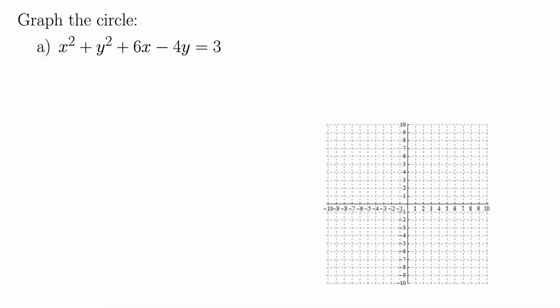Here we want to graph the circle x squared plus y squared plus 6x minus 4y equals 3. The problem is that looks nothing like the equation of a circle. The equation of a circle in standard form is (x minus h) squared plus (y minus k) squared equals r squared. So we have a little bit of work to do to get it to that standard form so we can identify our center and our radius.